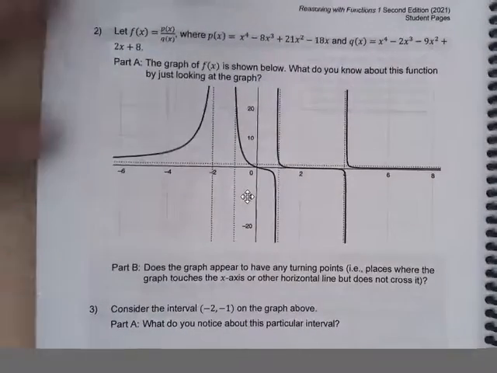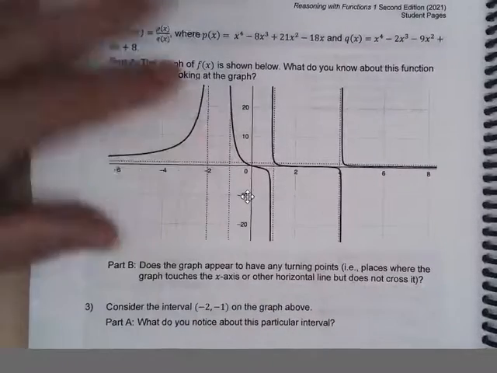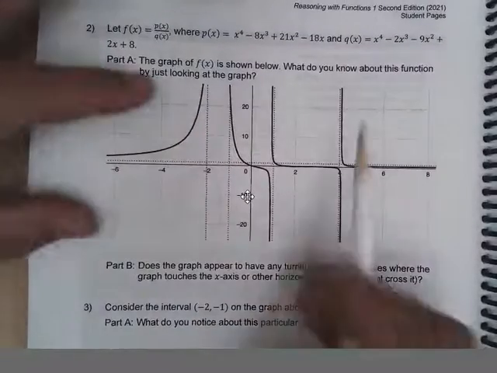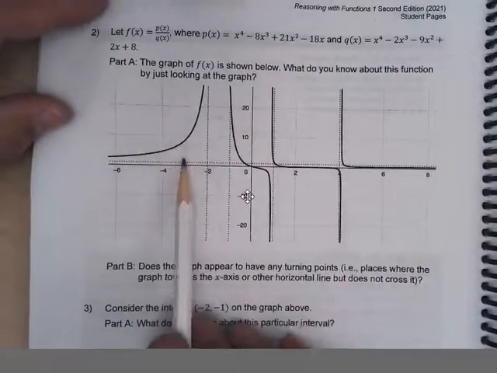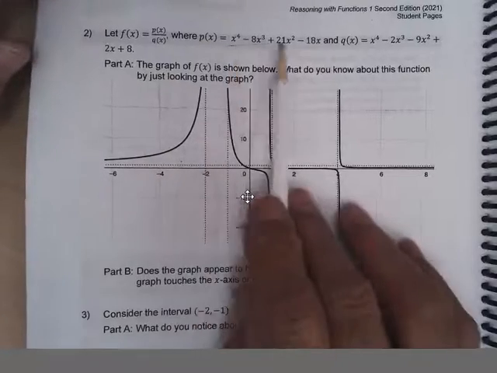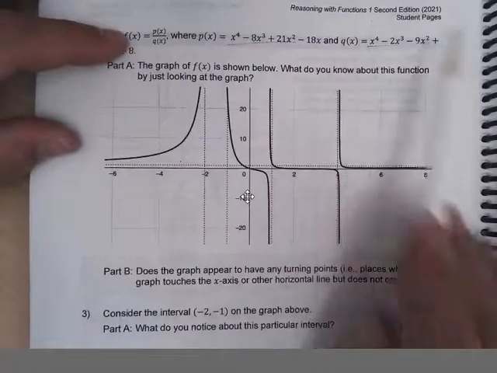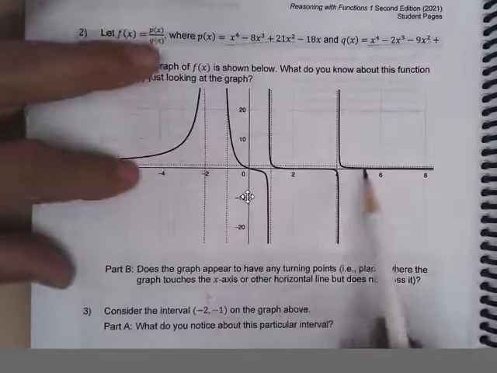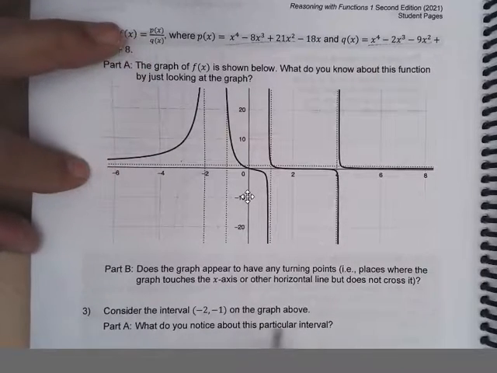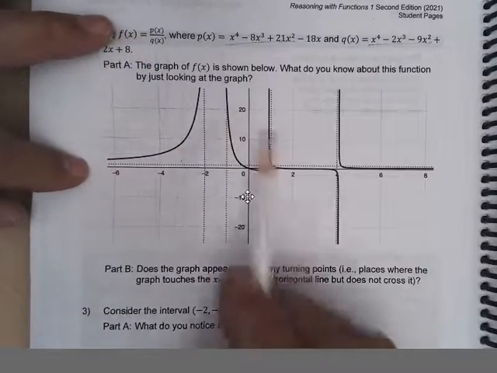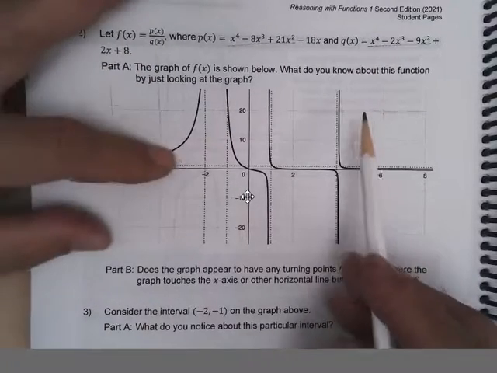Okay, I want to go over the problems. Start at 217, 218. It says, this is a graph of this P divided by this Q. And it says, what do we notice about this? Well, what do we notice right away from the graph?